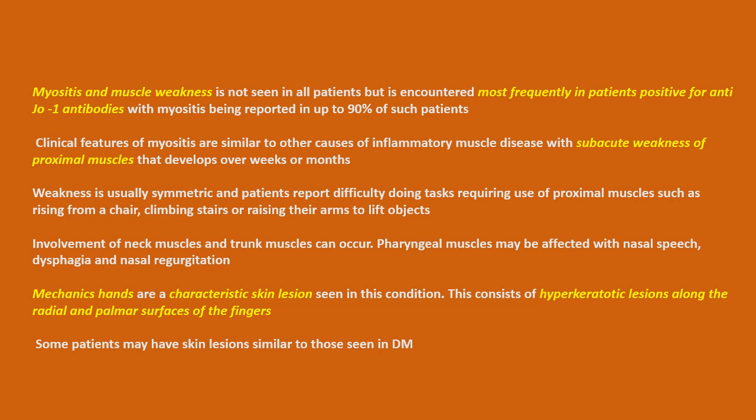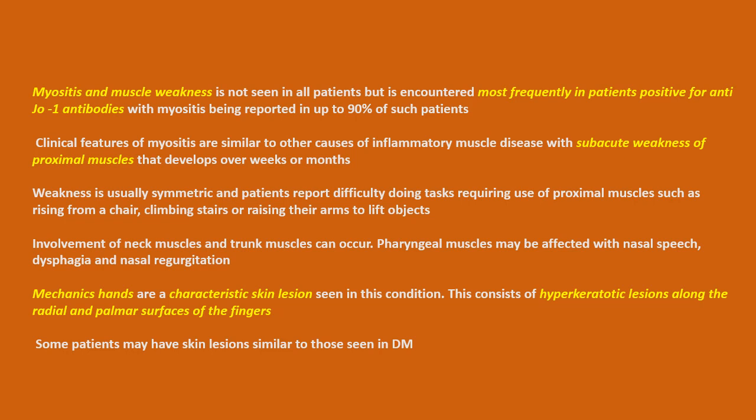Weakness is usually symmetric, and patients report difficulty doing tasks requiring use of proximal muscles, such as rising from a chair, climbing stairs, or raising their arms to lift objects. Involvement of neck muscles and trunk muscles can occur. Pharyngeal muscles may be affected, with nasal speech, dysphagia, and nasal regurgitation.